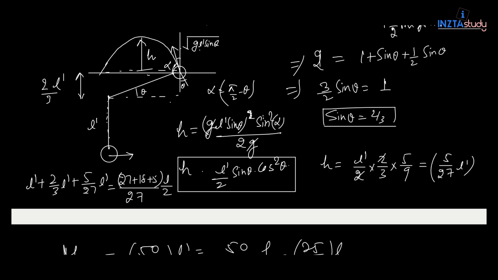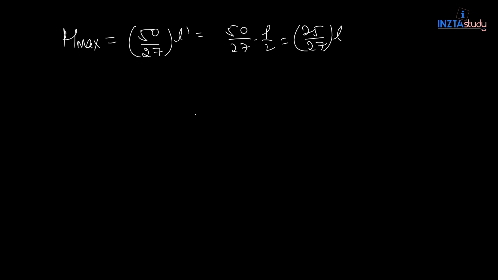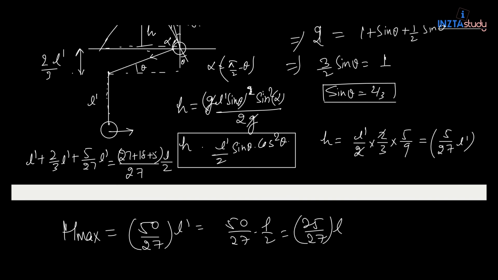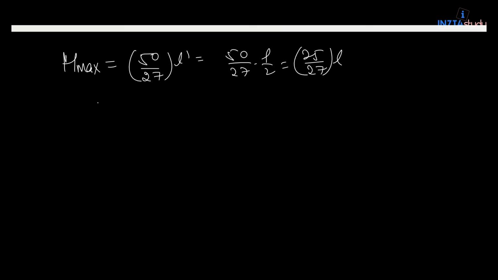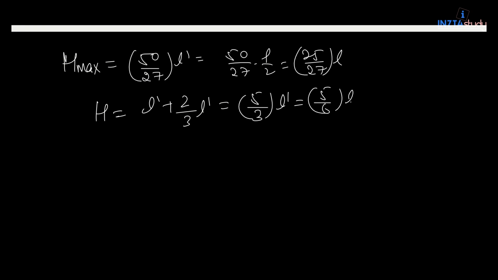But here it is asking only up to the height where the string is slackened. It means the tension is 0. That means that height is L dash plus 2 by 3 L dash. So it is going to be 5 by 3 L dash, and this is 5 by 6 L. So this is the height from the lowest position where the string is slackened.